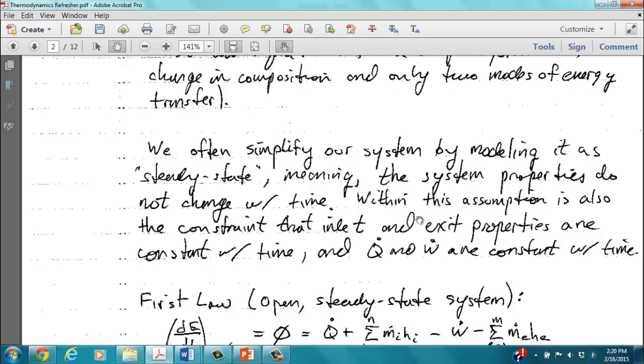And then if I step away and I come back some period of time later and I observe my system again, then if all those properties are exactly the same as my first measurement, then chances are the system has been operating in a steady state fashion. Okay? So additionally, when we say that a system is operating steady state, it also means that the inlet and exit properties are constant with time, and Q dot and W dot are constant with time.